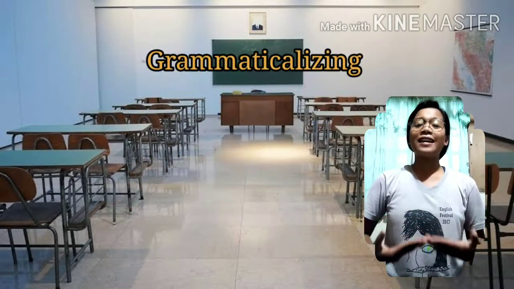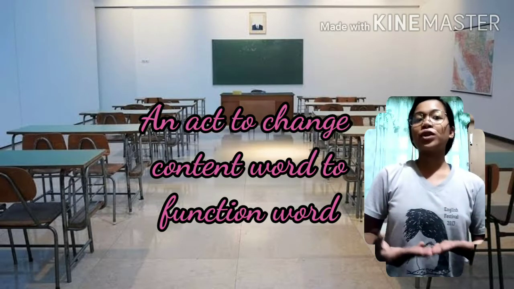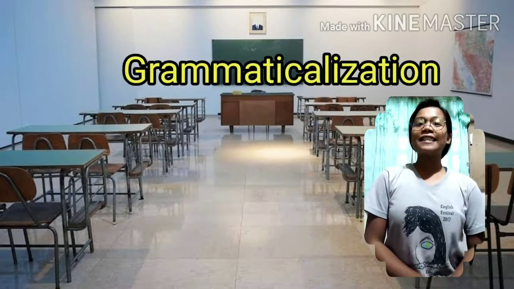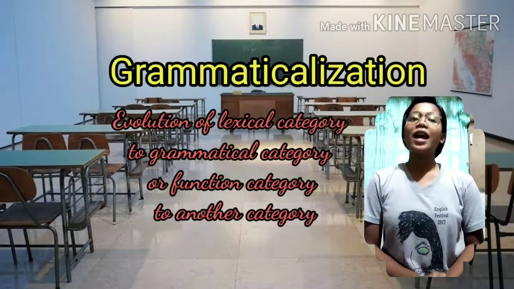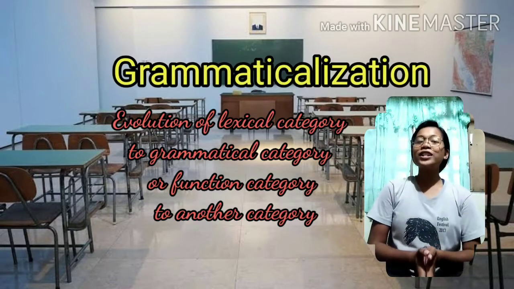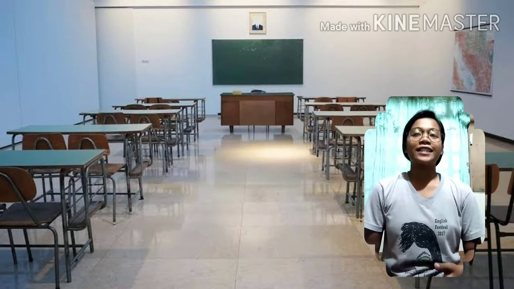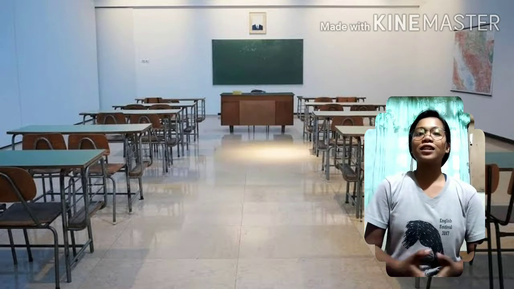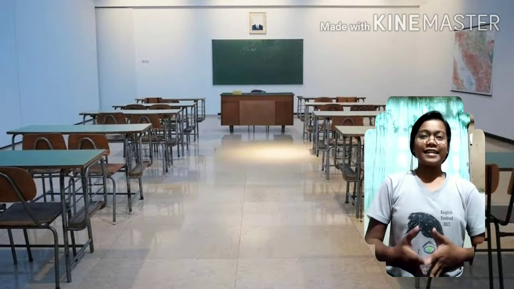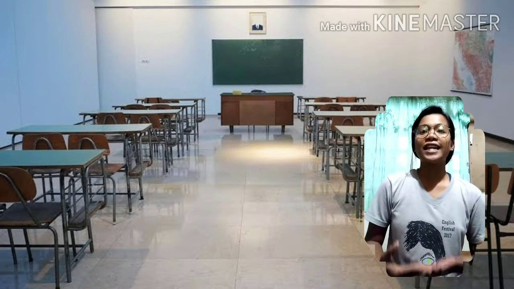So grammaticalizing is a verb which means an act to change a content word into a function word. When it turns into grammaticalization, it is the evolution of a lexical category to a grammatical one, or from a functional category to another category. In other words, it is a procedure of changing a lexical word from object to action or vice versa. For instance, grammaticalizing is a verb and grammaticalization is a noun.